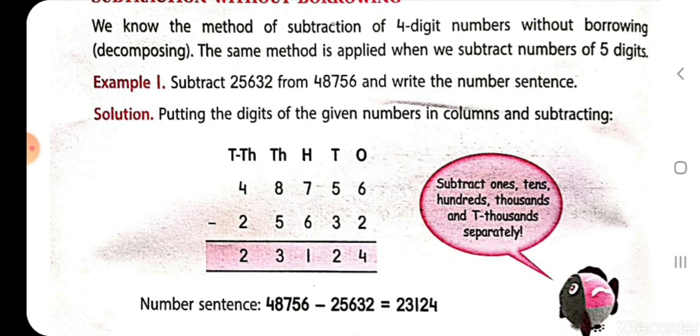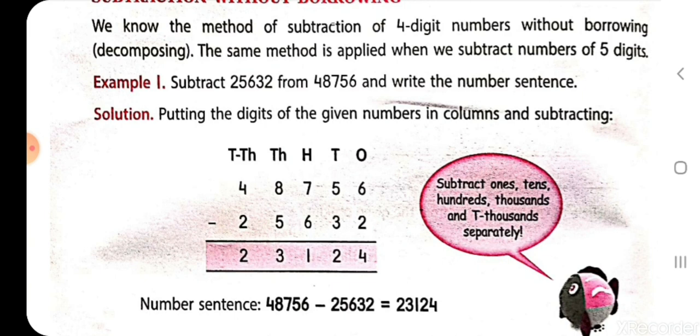25,632. We always do calculation from the right hand side, as you all know. 6 minus 2, 4; 5 minus 3, 2; 7 minus 6, 1; 8 minus 5, 3; and 4 minus 2, 2. So the answer is 23,124. And at the last you have to write the number sentence also.